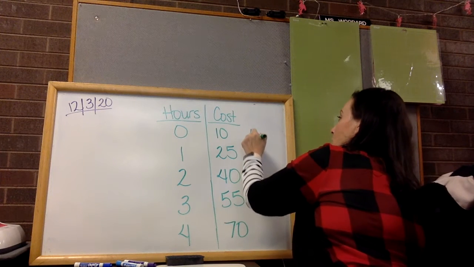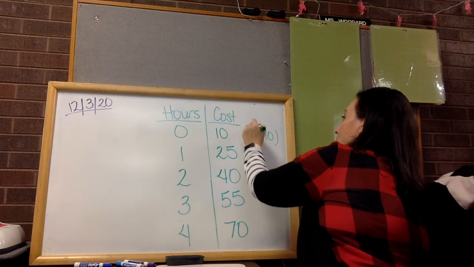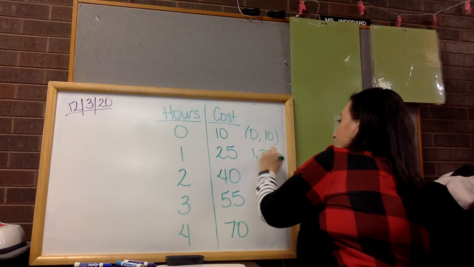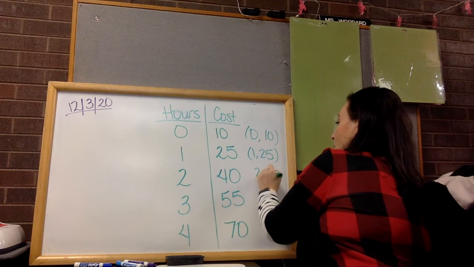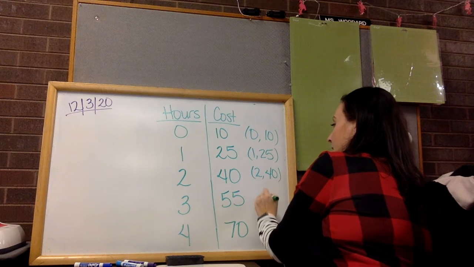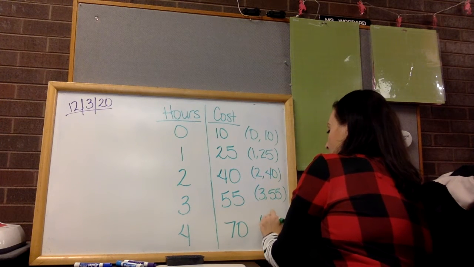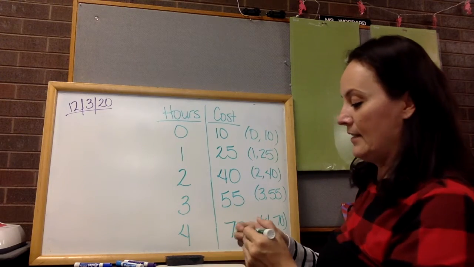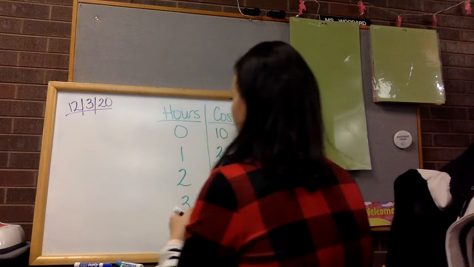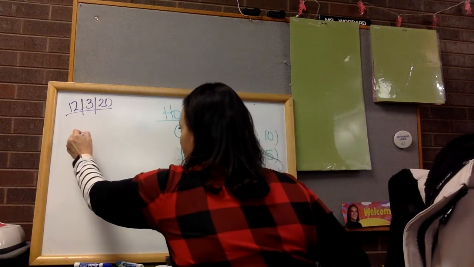Remember, we can write these as ordered pairs. So we have 0, 10, we have 1, 25, we have 2, 40. These are all ordered pairs that are plottable that we can graph. So we're going to graph all of these points. We're going to connect them. Okay, so we're going to come over here. We're going to go to the next part.